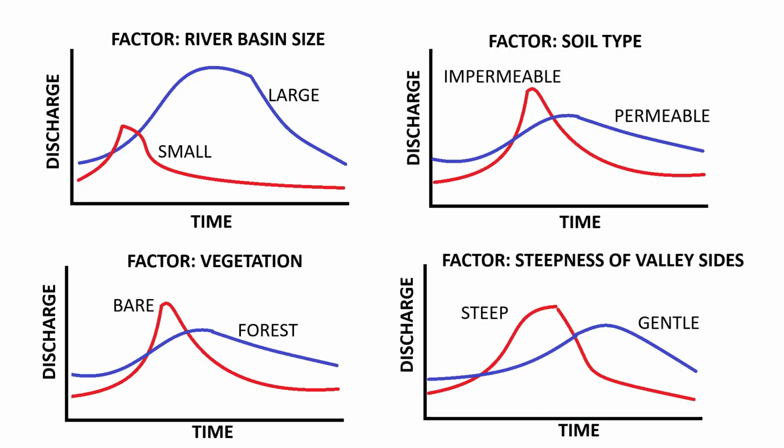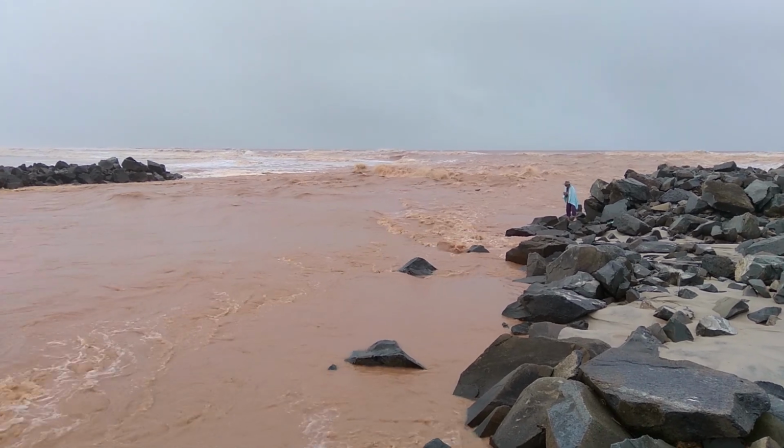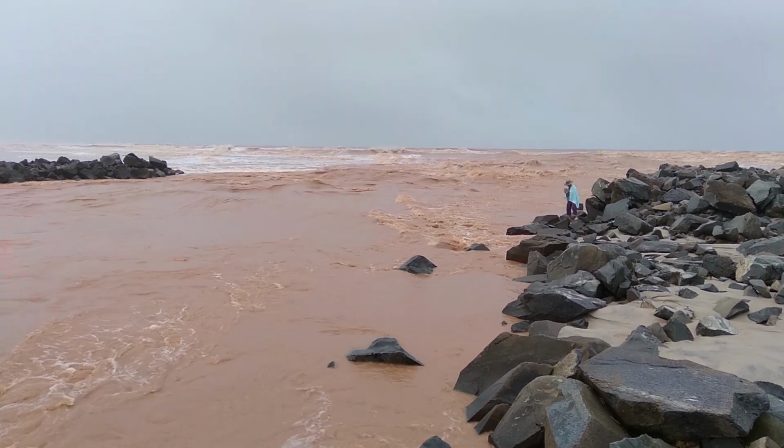Not all hydrographs look the same, and this is due to a range of both physical and human factors that affect drainage basins. A drainage basin is an area of land where all flowing surface water converges to a single point, such as a river mouth, or flows into another body of water.